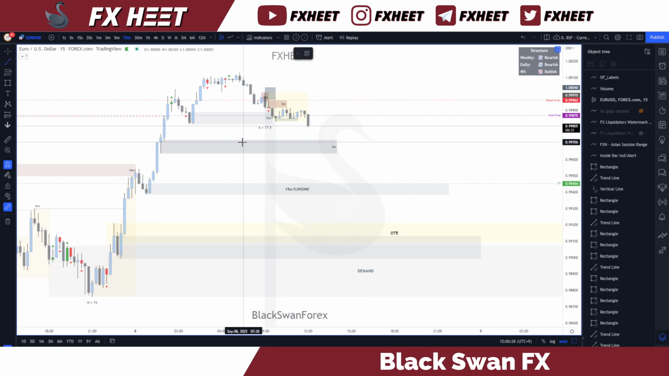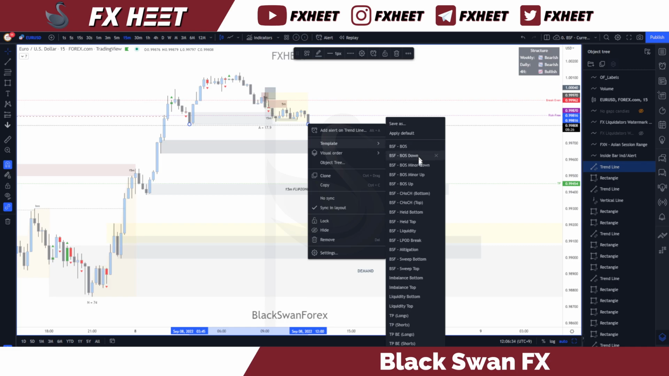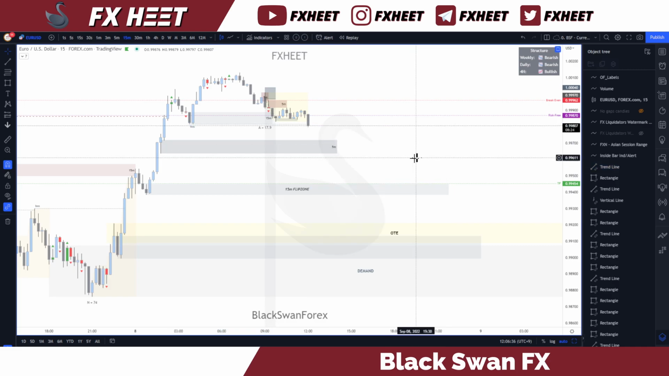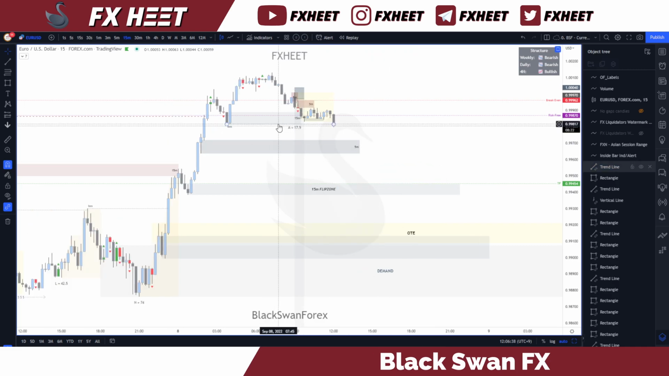And good news, I can expect a little more continuation on my short now, as we just broke structure to the downside. So we may get a pullback now, but I'm a little more confident that my trade's going to hold and eventually continue to the downside, hopefully to this flip zone.